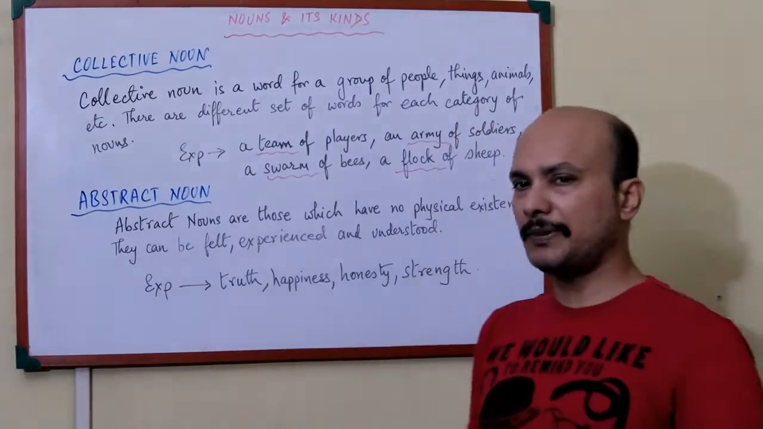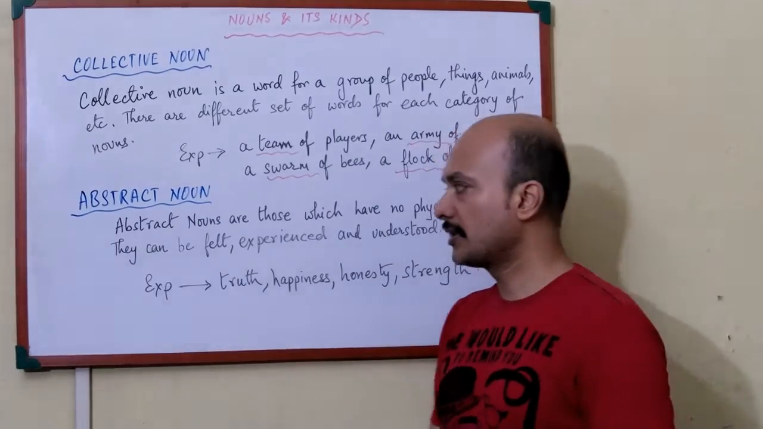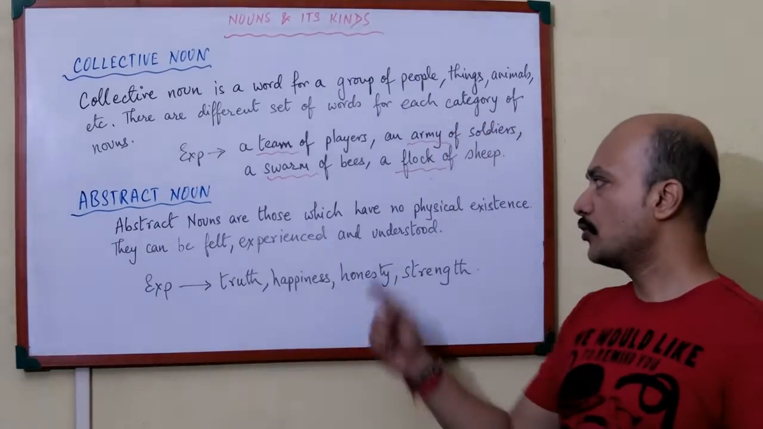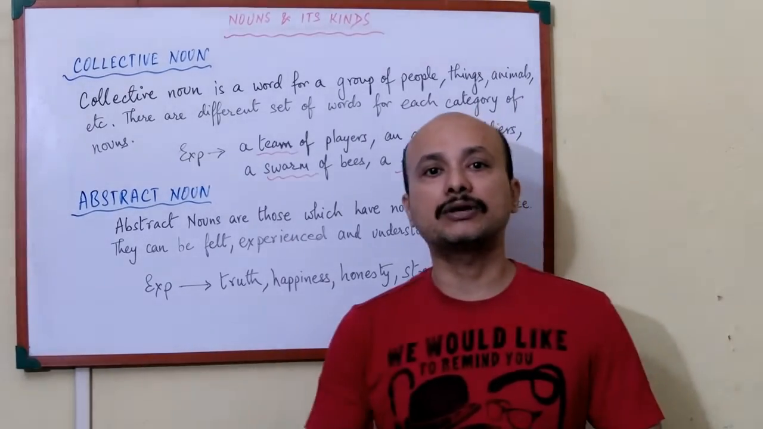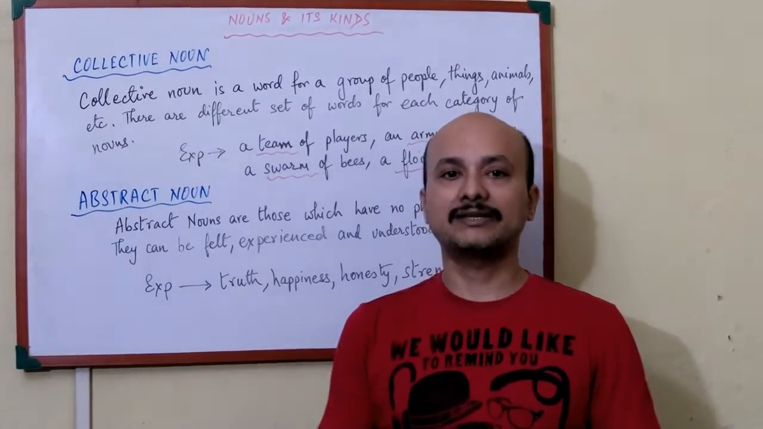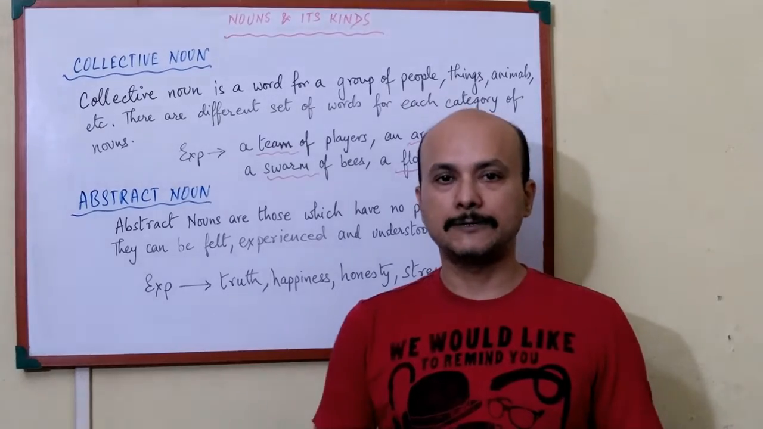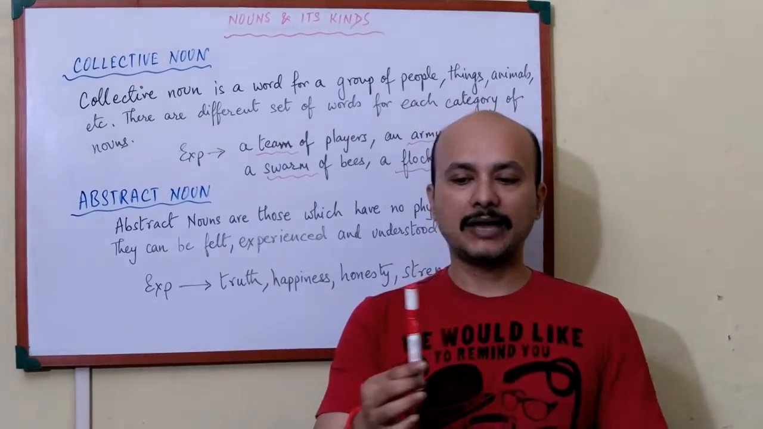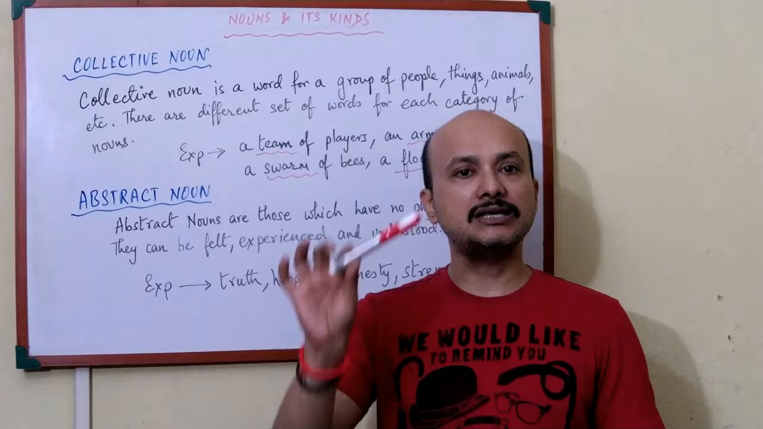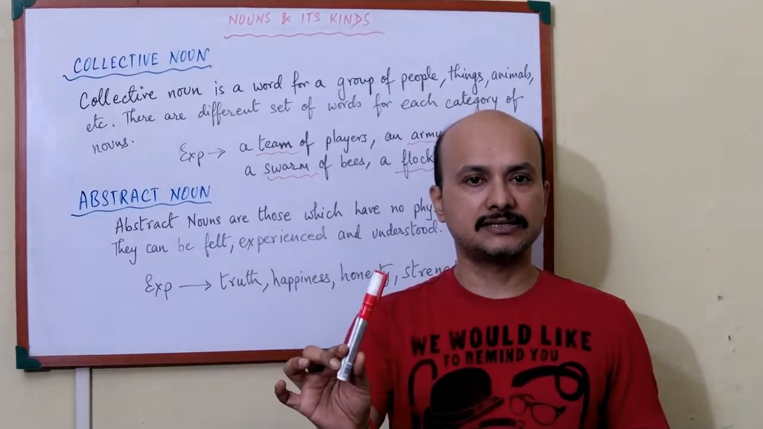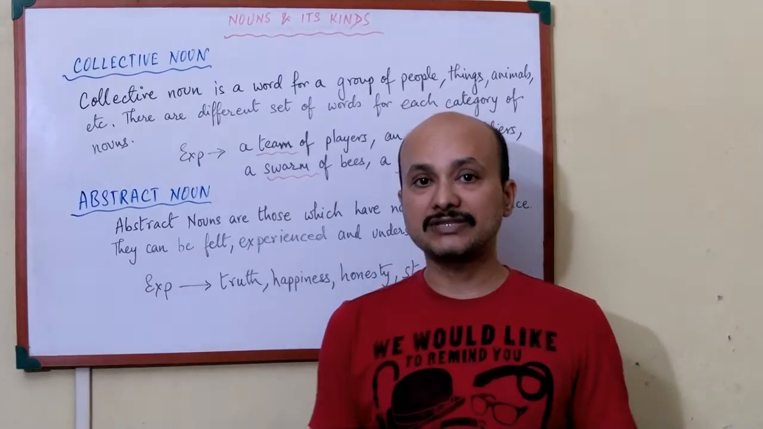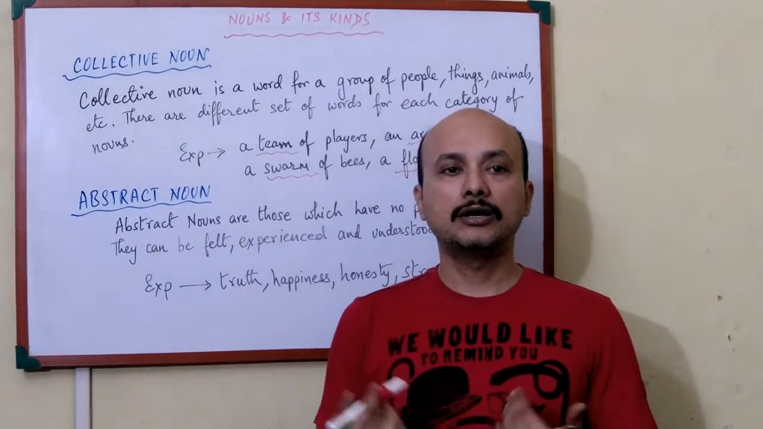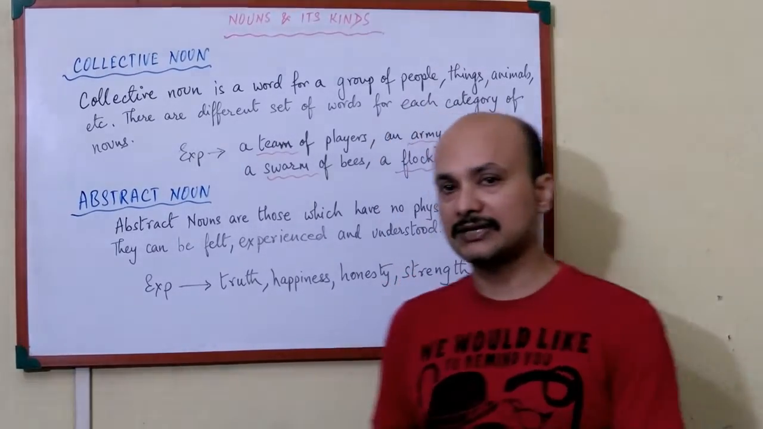Moving to the next one, which is a bit difficult, the abstract noun. Abstract nouns are those which have no physical existence. Physical existence means you cannot see them actually. They do not exist physically. For example, this pen. You can see this pen. This is physically in existence. That is, it is physically present. But something which is not physically present, how will you refer to it? How will you show it? That is what is said here.